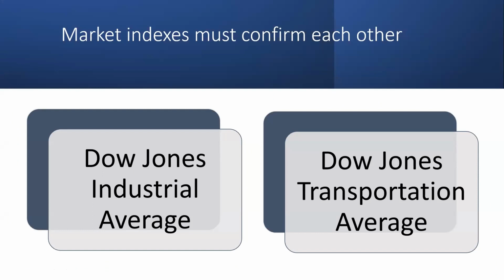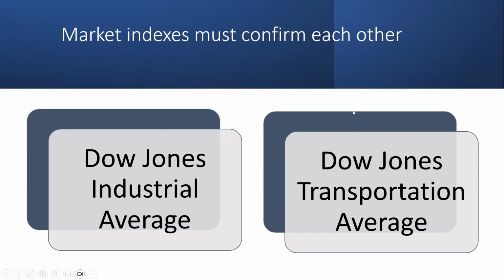Market indexes must confirm each other. Dow Jones has given two indexes, that are Dow Jones Industrial Average and Dow Jones Transportation Average. This means that they should move together. Like if the industrial average is going upwards and the transportation average is going in the other direction, then they do not establish a trend. The trend is the direction in which both of them go, and they must confirm each other.